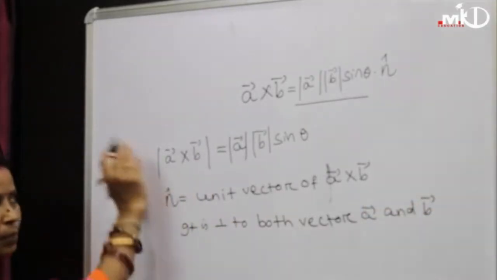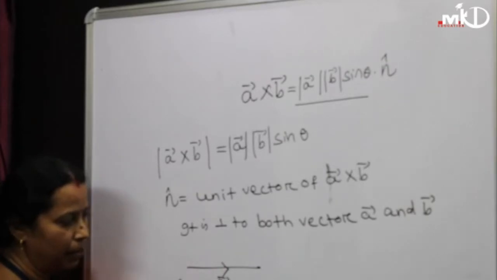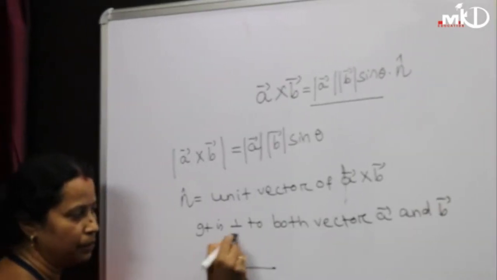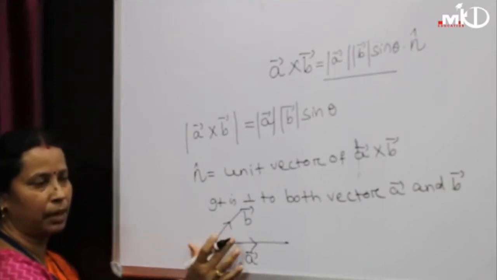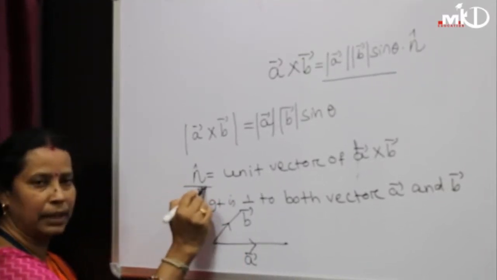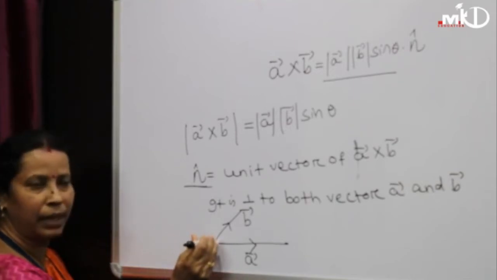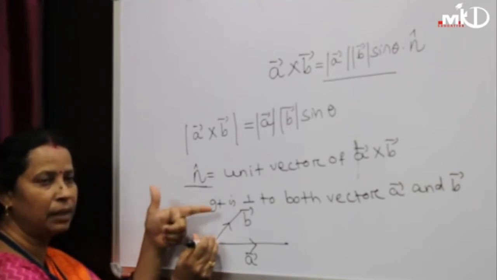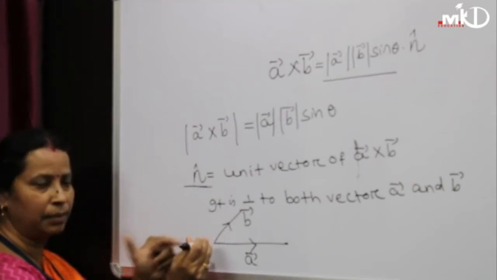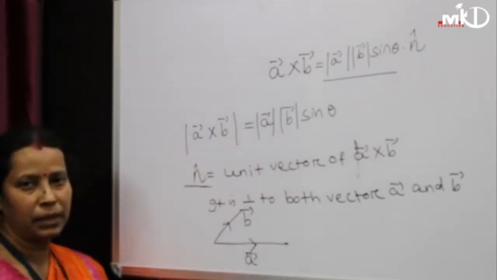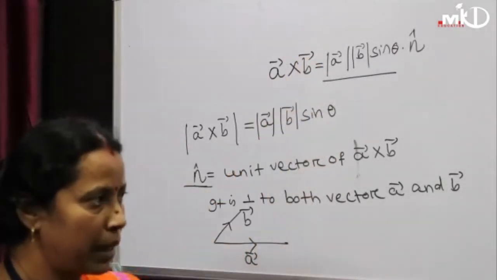Now you see, suppose this is a plane and we have two vectors, A bar and suppose this is B bar. Whenever we find the vector product and decide the direction, that is the unit vector of this vector, it is perpendicular to the plane containing the vectors A bar and B bar. So this is the direction of this vector and this is the magnitude.